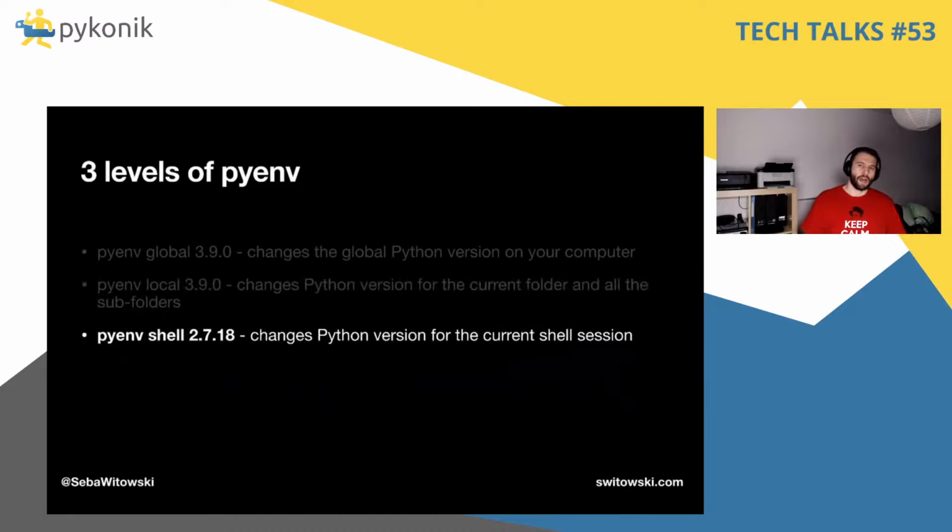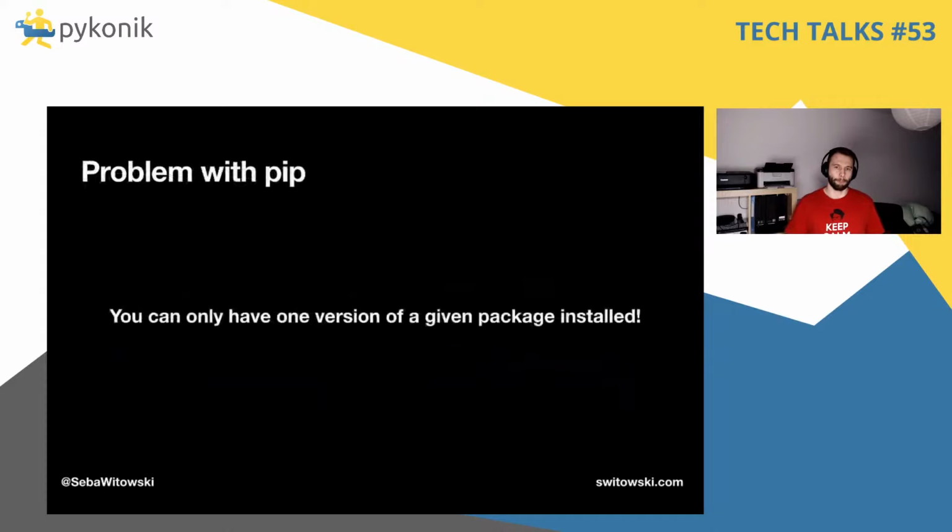And finally, we have pyenv shell that changes the Python version for your current shell session. You might want to use this in a situation where you want to temporarily change which Python version you are using. For example, maybe you want to run some code under Python 2. So you run pyenv shell 2.7, and now you can use Python 2. But once you open a new session in your terminal, you are back to using the previous version of Python.